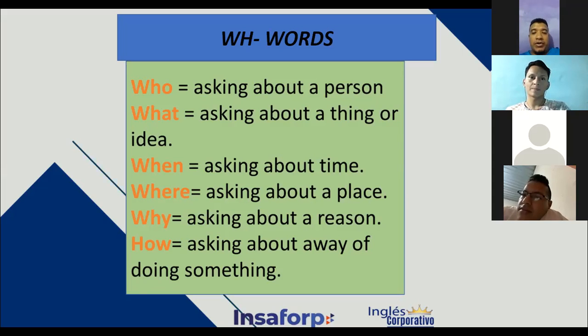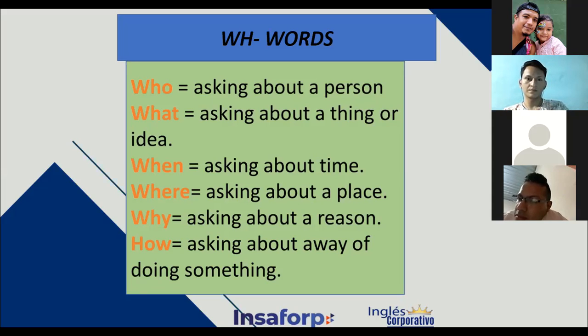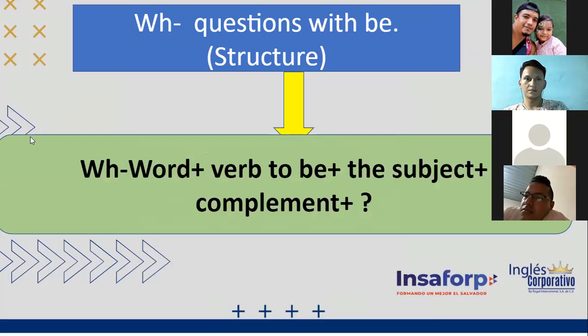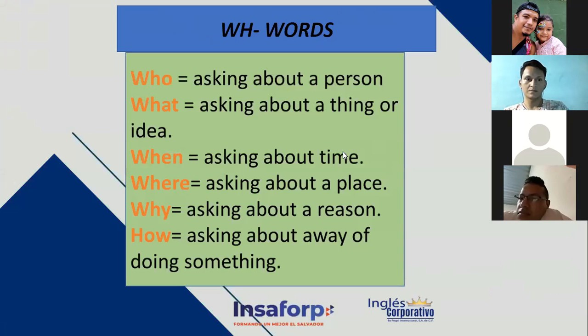Who? Asking about a person. Who es cuando yo quiero saber sobre una persona. ¿Quién? Who es tal cual eso. Who is that person? Who is your teacher? Who is my friend? Okay? ¿Quién? That is the one. Cualquiera de estas que vemos acá, ustedes la pueden poner según esa estructura que les di, ¿verdad? La pueden poner acá al inicio. Cualquiera de esas y siguen la estructura. Okay? Number two, please.